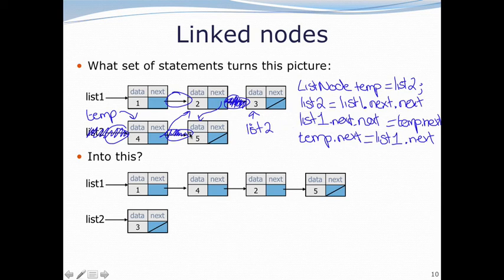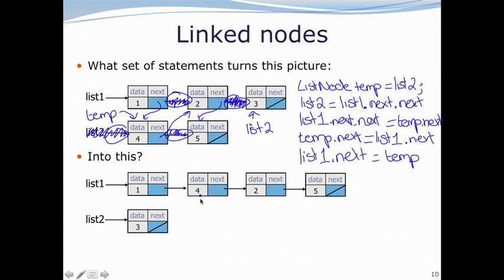So now I have this 4 in the right spot. The final step is going to be to connect the 1 to the 4. And so that's going to be list1.next is equal to temp. And so that means list1.next is not going to reference the 2 node. Instead, it's going to go to this 4 node. So there's a lot of scribbling here, so we should double check to make sure we got things right.